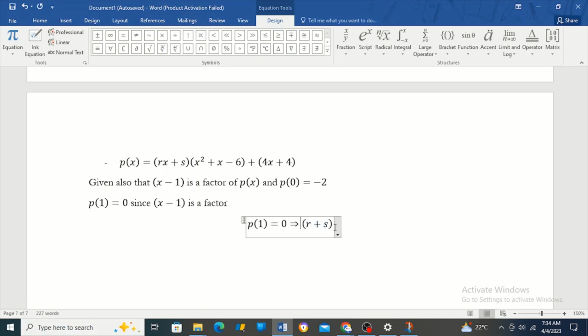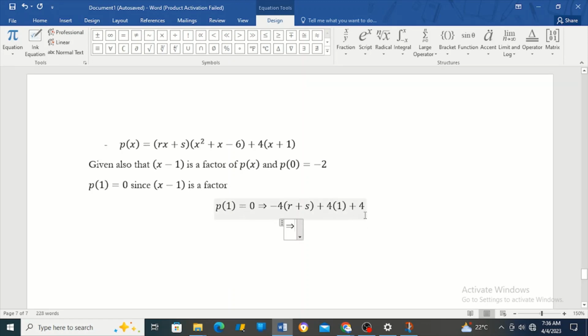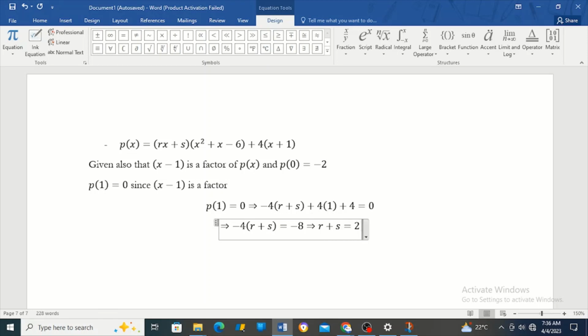So you can multiply this with negative 4. Then plus 4 into 1 plus 4. We equate this to 0, and then we are going to be left with, this is simply 8. So we have negative 4 into r plus s equal to negative 8. We can divide both sides by negative 4, and we get r plus s to be equal to 2. We can call this equation star.